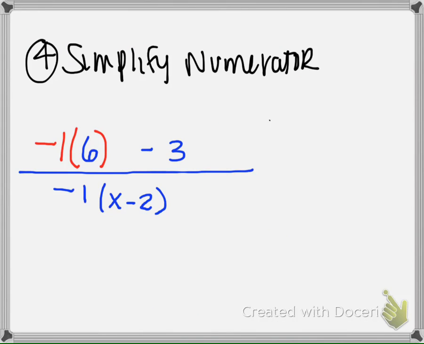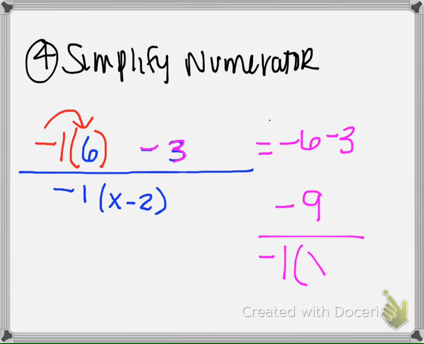Okay, so now we're ready to simplify the numerator. So negative 1 times 6 is negative 6. And then minus 3 is negative 9. And now our next step is to see if this can be simplified here.